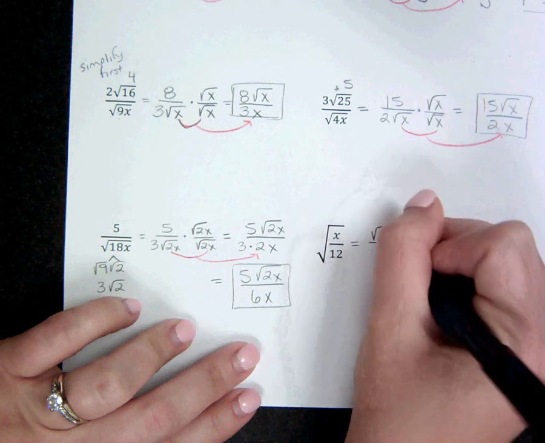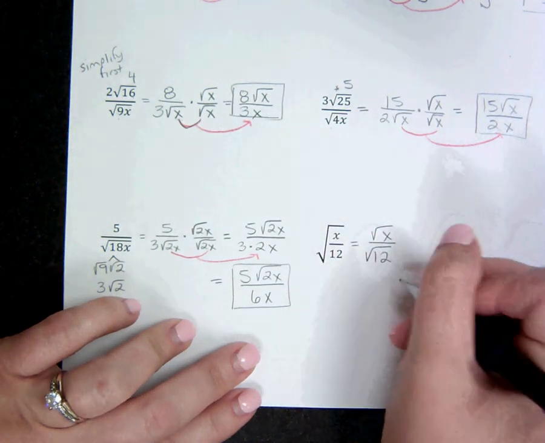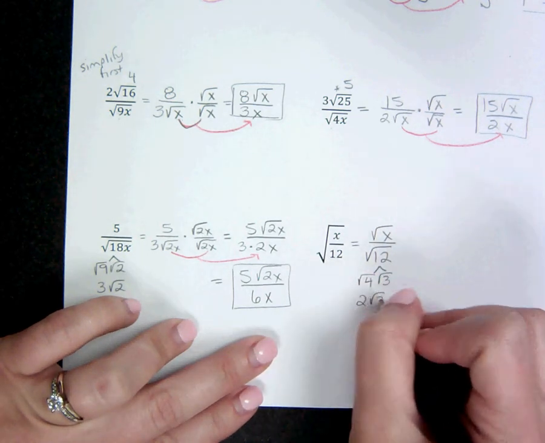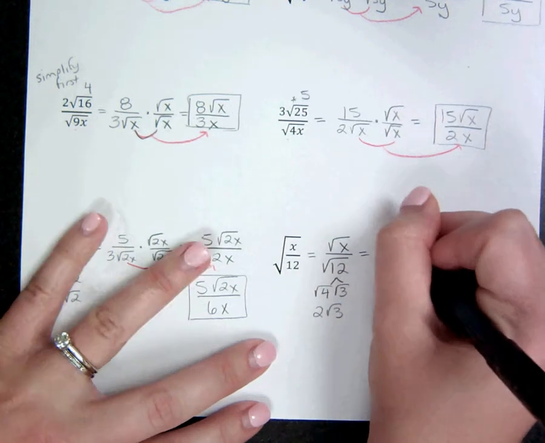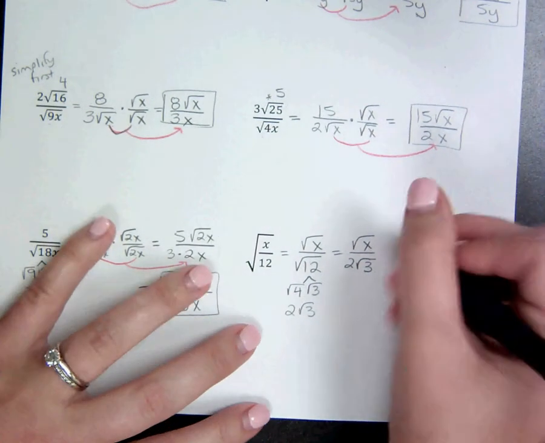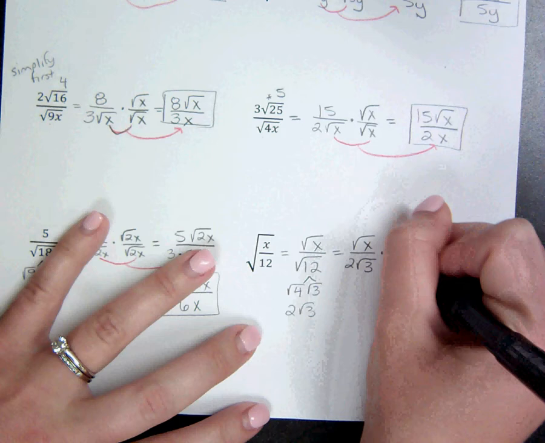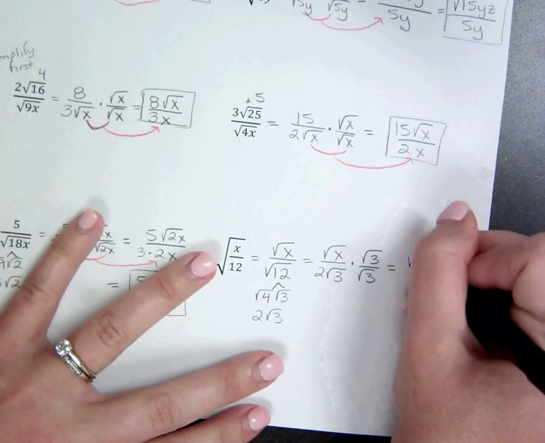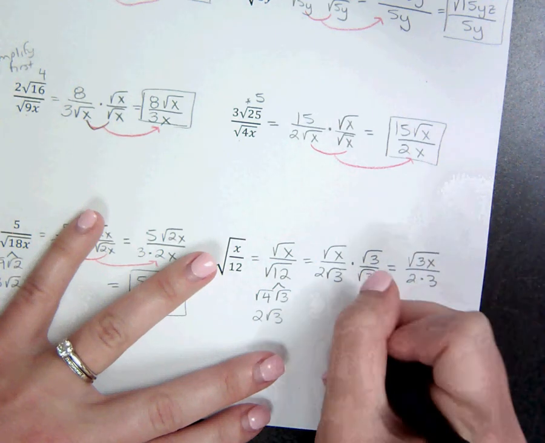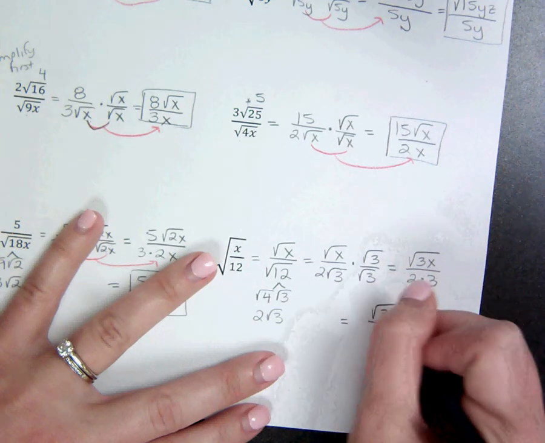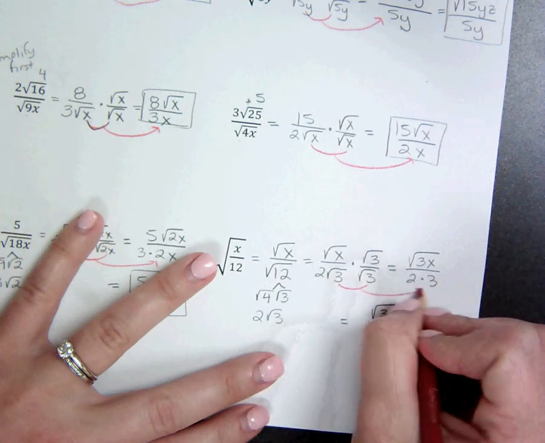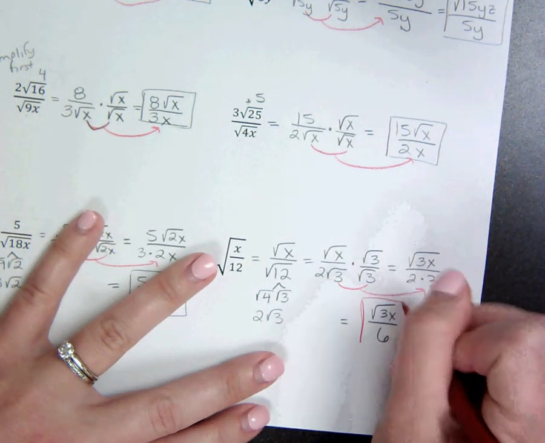I'm going to break this into radical x over radical 12. 12 can break down into 4 and 3, so that becomes 2 radical 3. So what I really have is radical x over 2 radical 3, which means I only need to multiply by radical 3 to rationalize. And that gives me radical 3x over 2 times 3, for a final answer of radical 3x over 6. So the radical 3 times radical 3 is 3. 2 times 3 gives me 6. And that's my final answer.